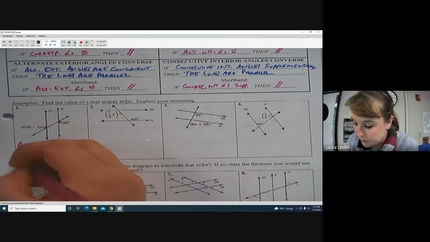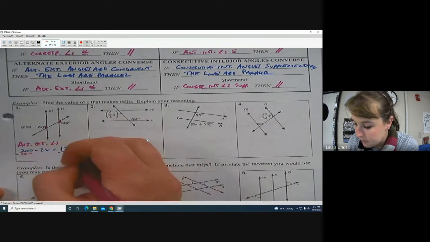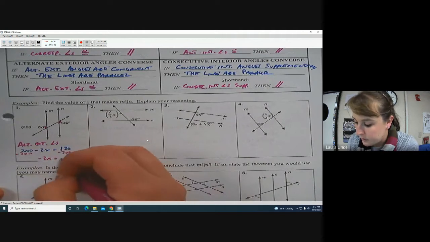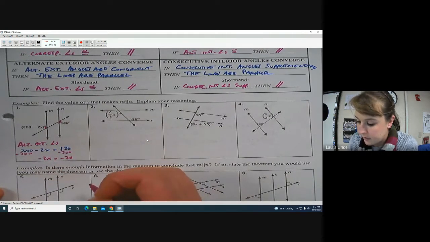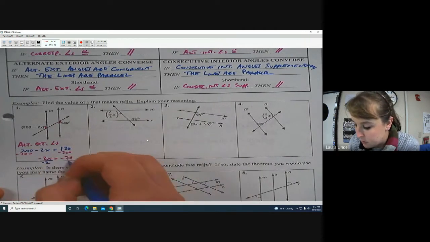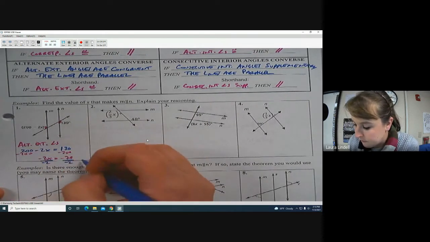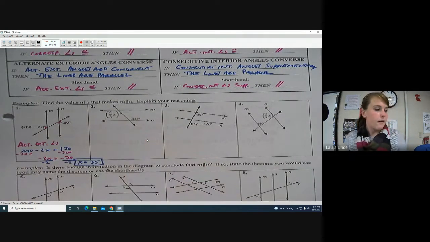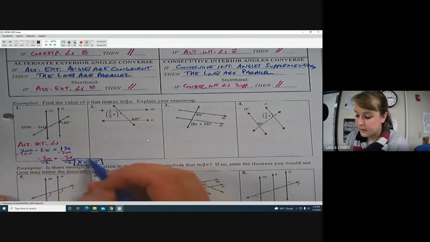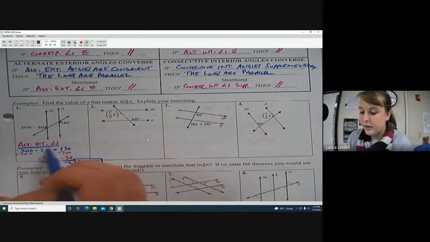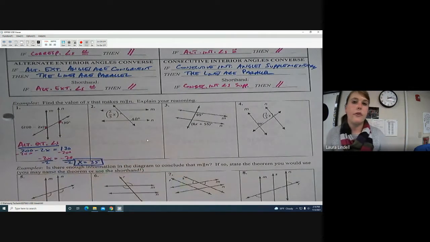Then I'm going to solve this. I'm going to subtract 200 from both sides. We get negative 2x equals negative 70. Then we divide by negative 2 on both sides to get x equals positive 35. So that will be our answer for number 1, and we're all good. We can say x is equal to 35, and for our reasoning, we can just state the angle relationship that goes with it. These were alternate exteriors.